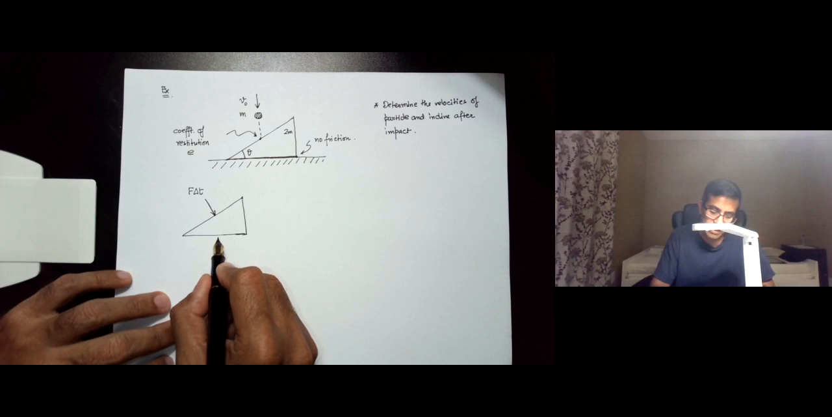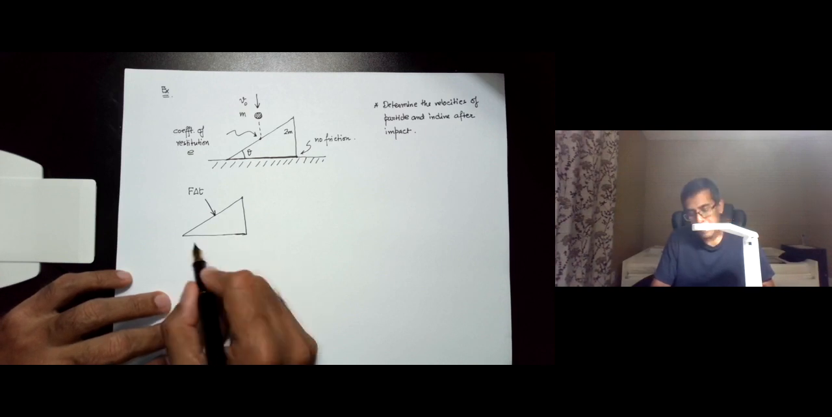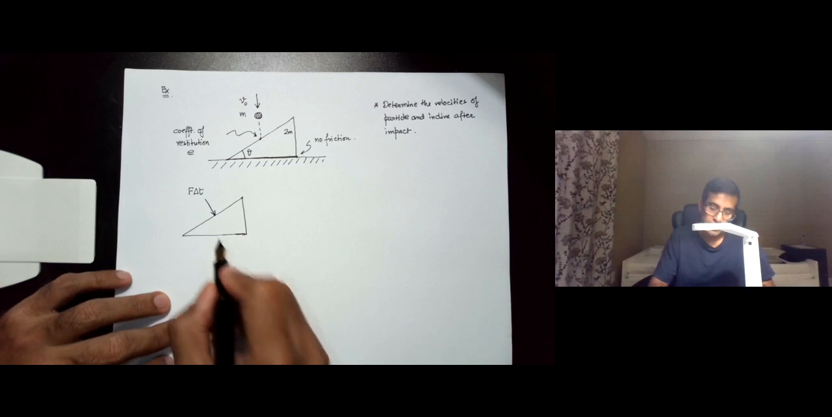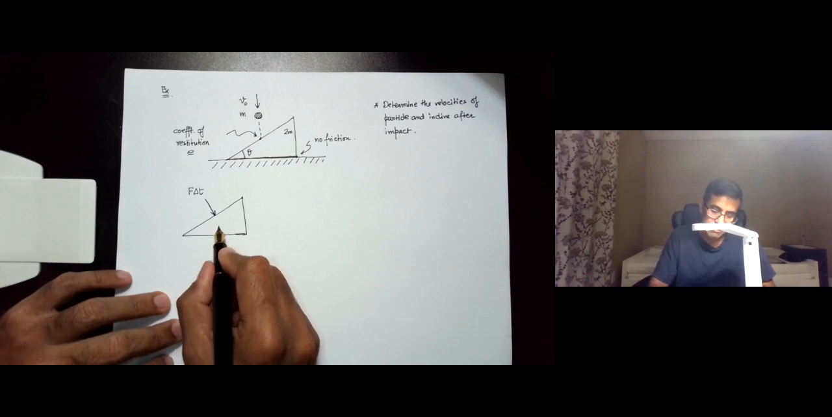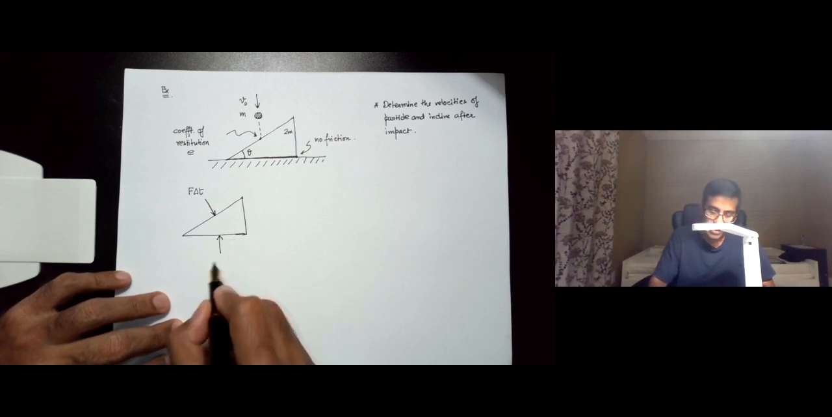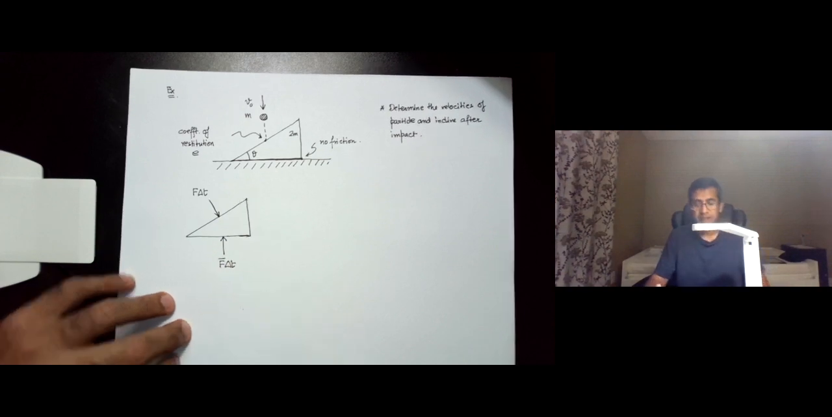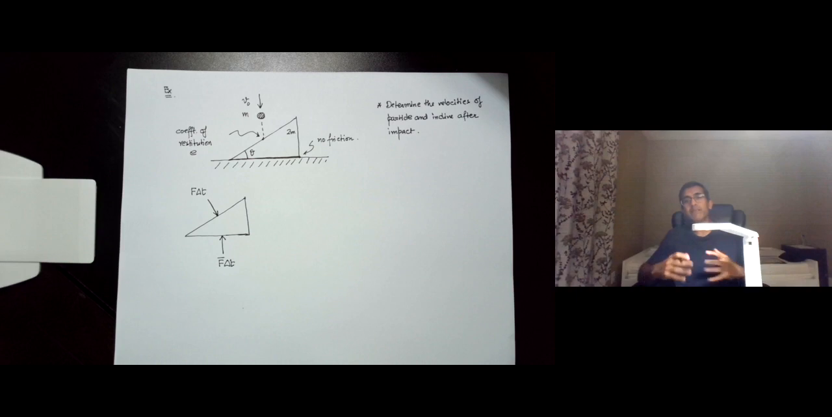Now when that happens, simultaneously, because the incline is in contact with the ground, the incline also applies an impulse on the ground, and the ground applies an equal and opposite impulse, and let's call that F bar delta t. Okay, we do not know the magnitude of that force F bar, and hence we keep the impulse as F bar delta t.